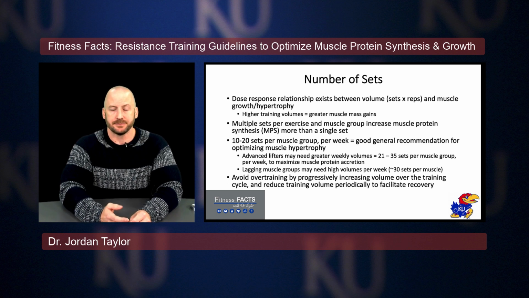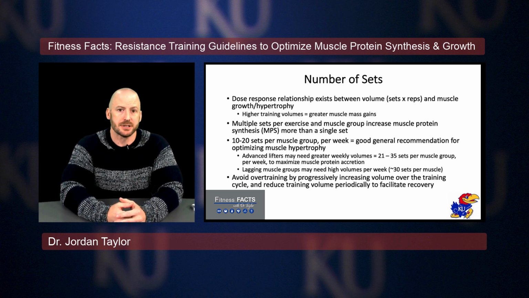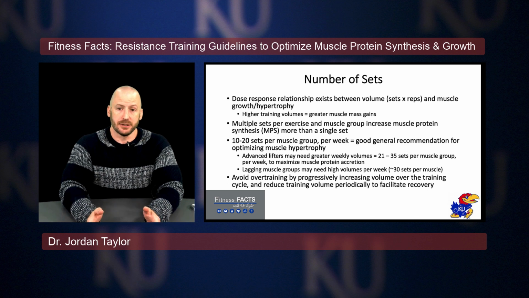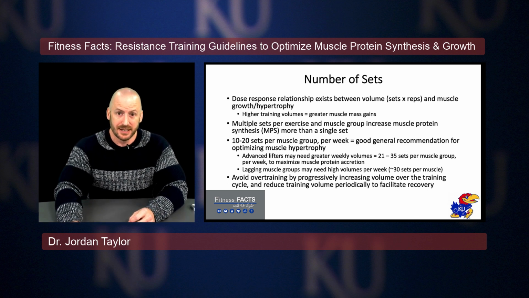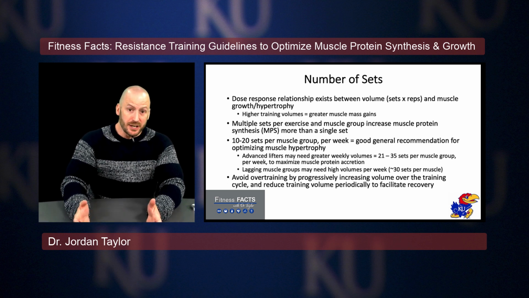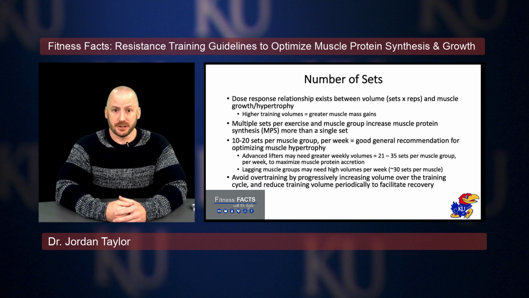It looks like between 10 to 20 sets per muscle group per week is a good general recommendation for optimizing muscle hypertrophy. Now, more advanced lifters may need greater weekly volumes, anywhere from 21 to 35 sets per muscle group per week to maximize muscle protein accretion and growth.